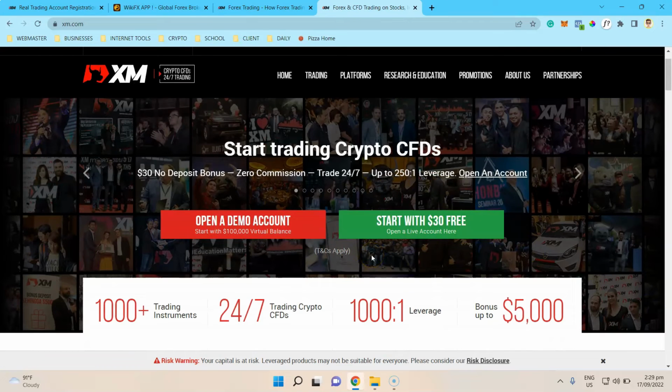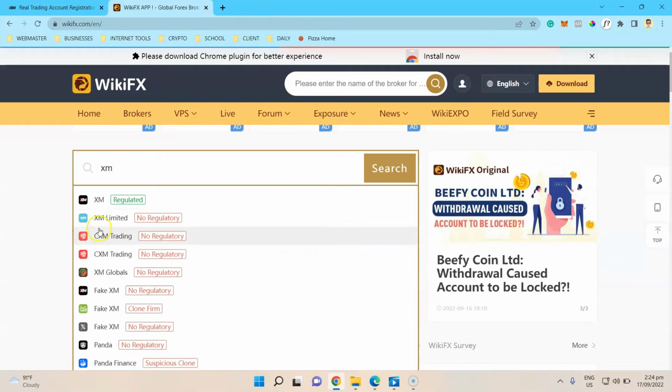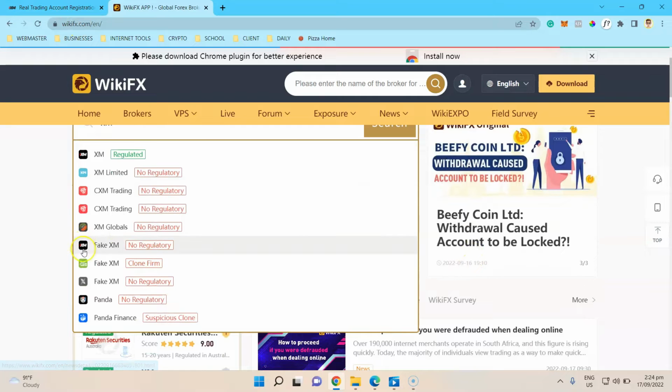Before we go ahead and talk more about it in detail, the first thing you have to do is make sure that you're on the official website of XM, because as you can see here, there are a lot of other fake XM websites. So you really have to ensure that you're accessing the official website of XM.